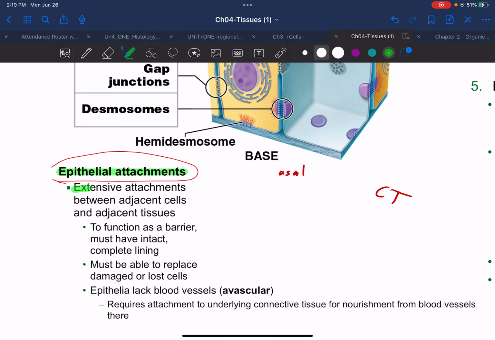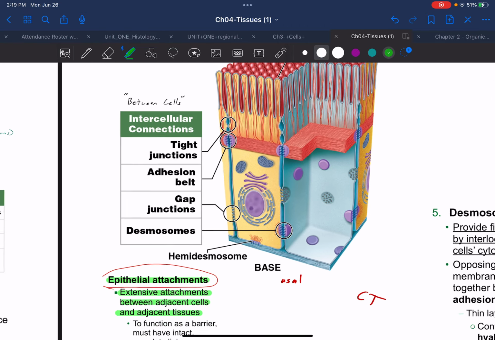And that's just characterized as attachments between cells that are next to it. That's all. Adjacent cells and adjacent tissues just means the tissues next door or the cells next door.